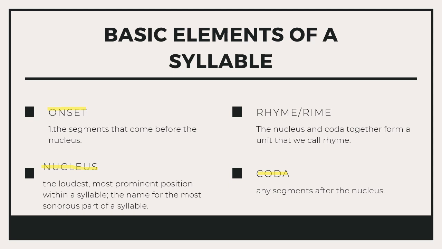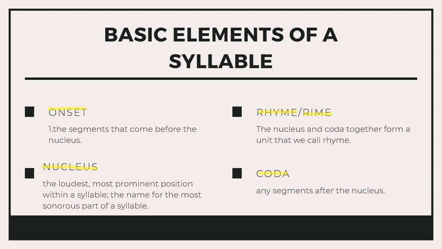Now, the last element of a syllable is what we call your rhyme, which can be spelled as R-H-Y-M-E, or sometimes other books would spell it as R-I-M-E. So both spellings are correct. So when we say rhyme, this means it's a combination of your nucleus and a coda.